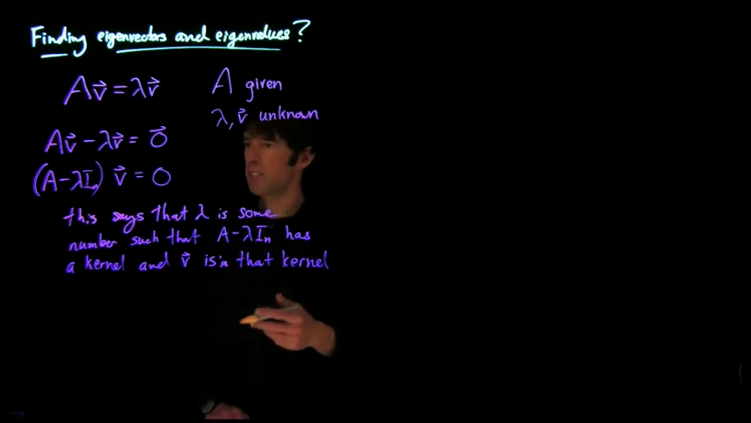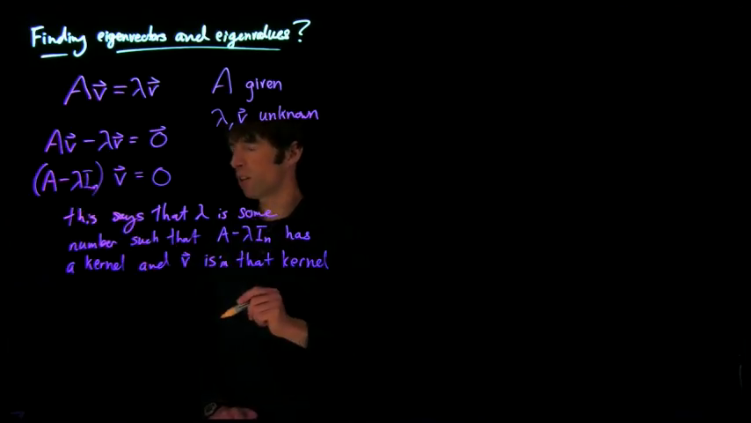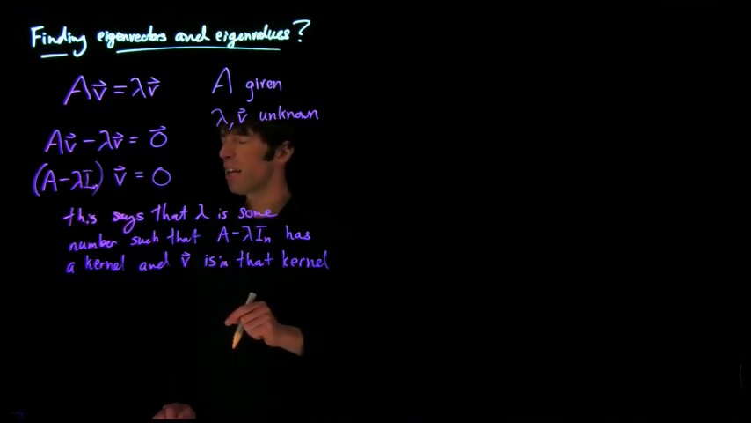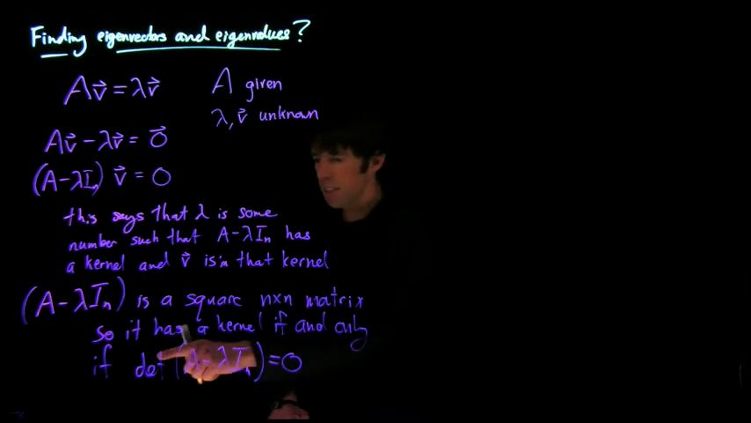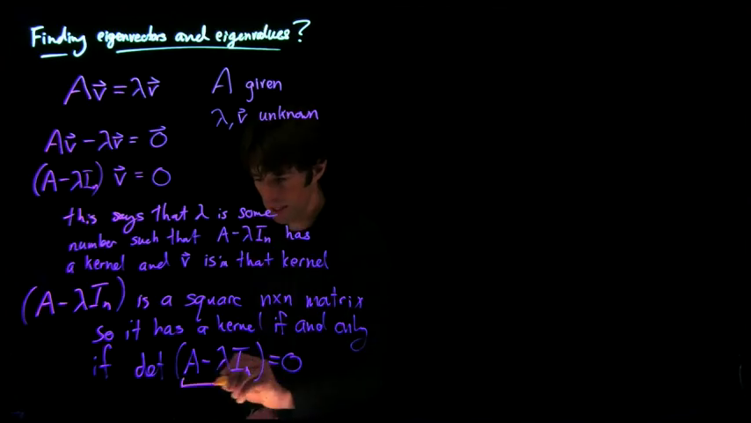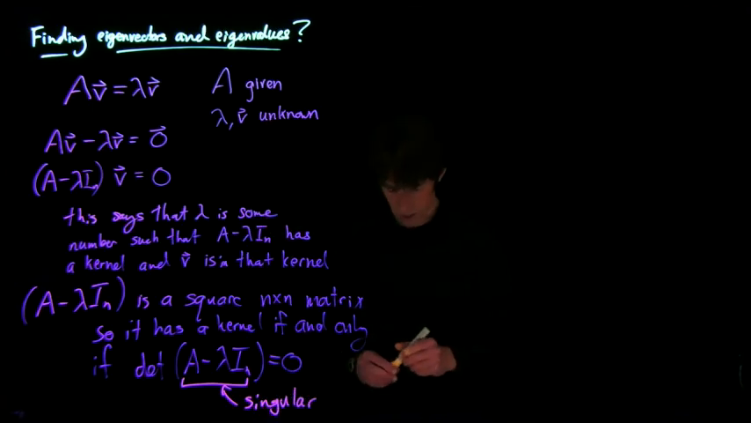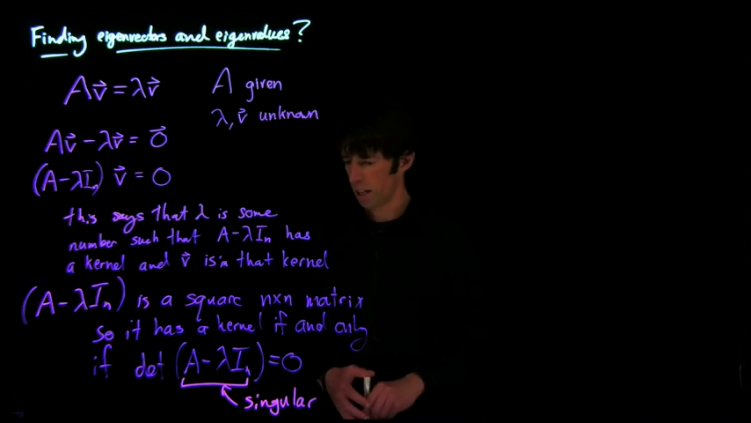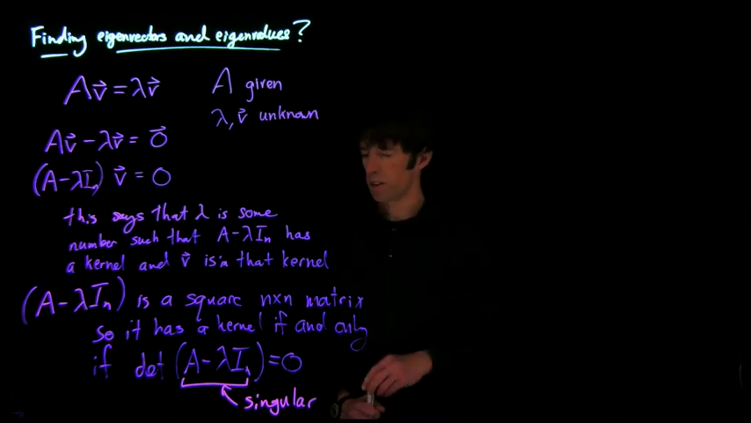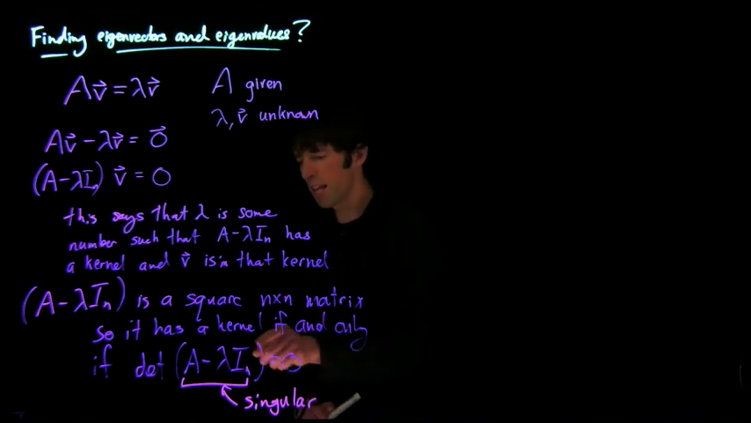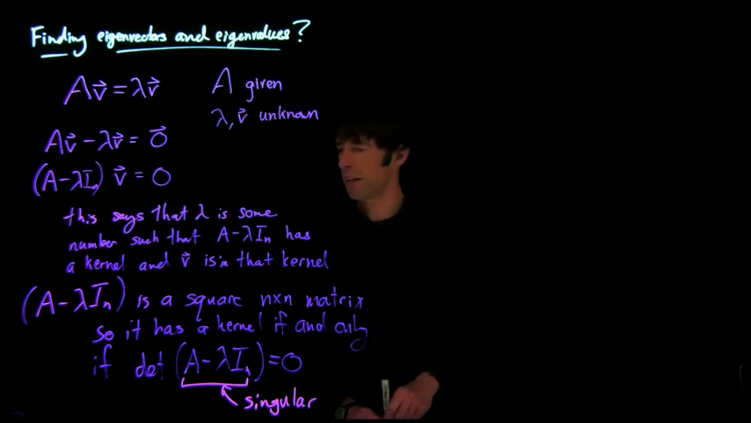So the first step is we need to make sure that this matrix has a kernel. Now this is a square matrix, so it has a kernel if and only if the determinant is 0. This condition that the determinant is 0 is the same thing as saying that this matrix is singular. A singular matrix is one where the kernel is non-zero, where the determinant is 0. So we need to find a lambda so that this matrix is singular, and then we need to find a v in the kernel.